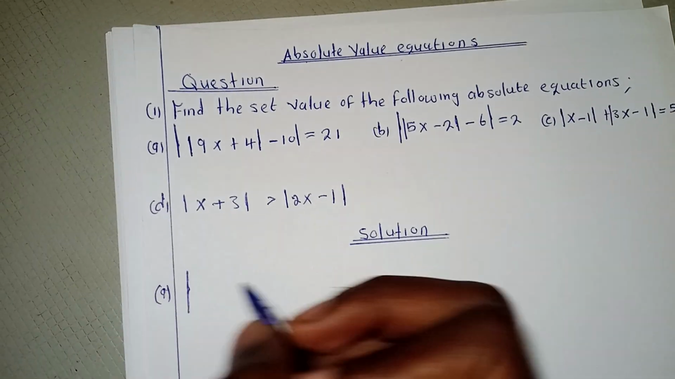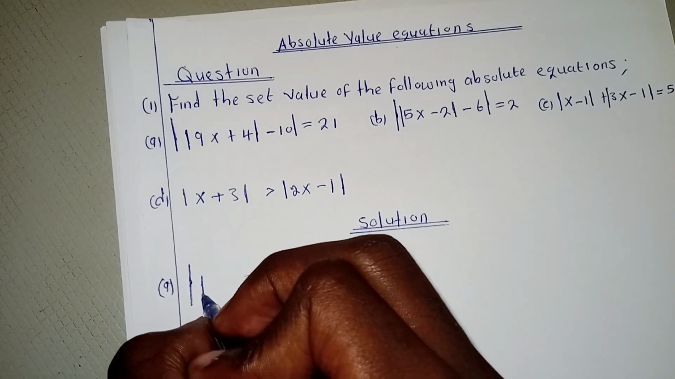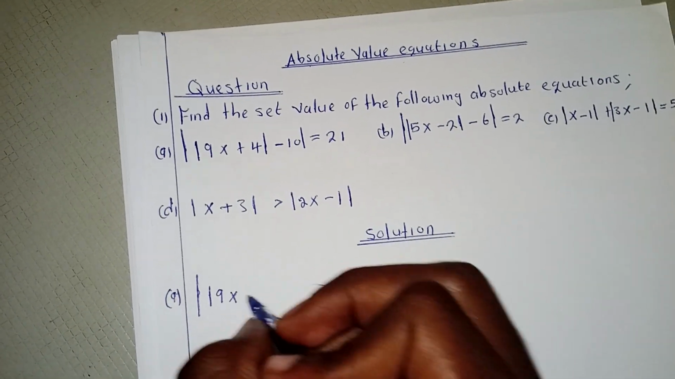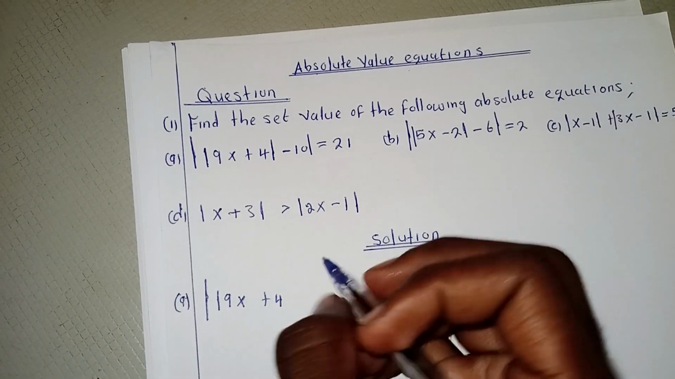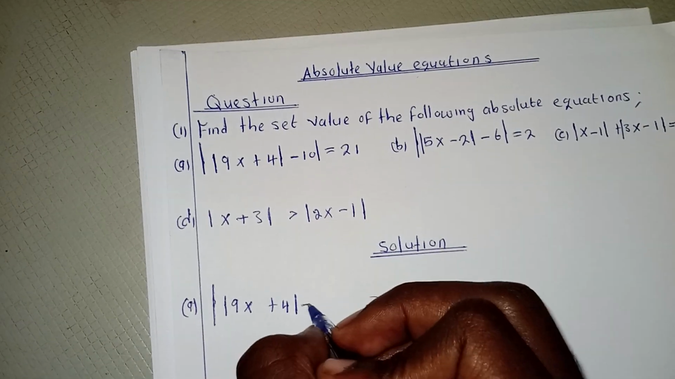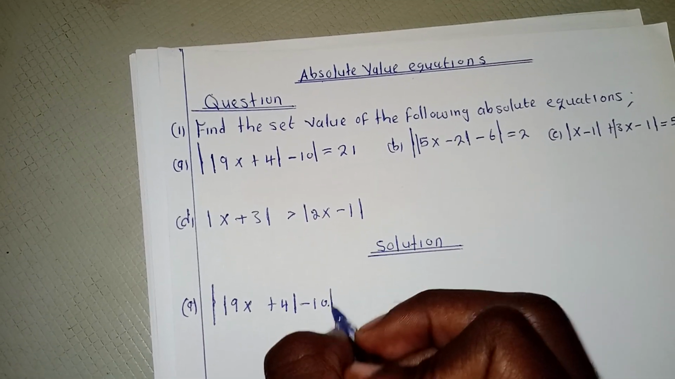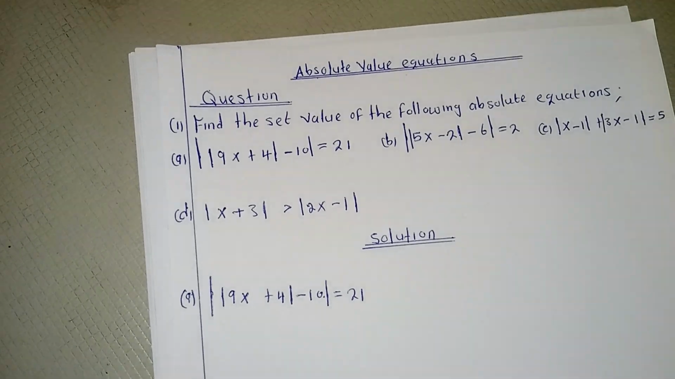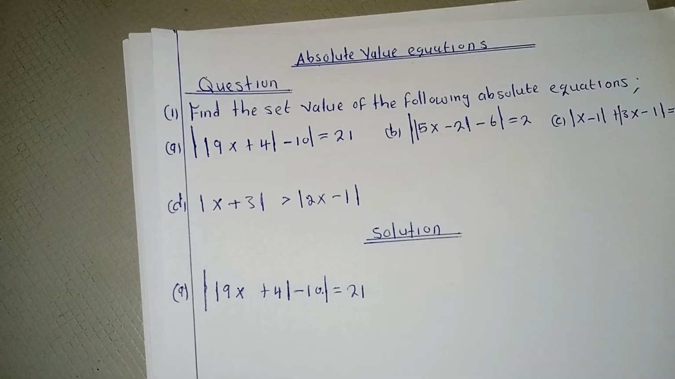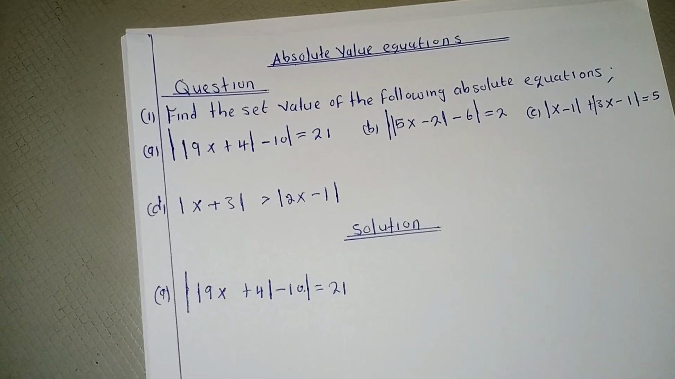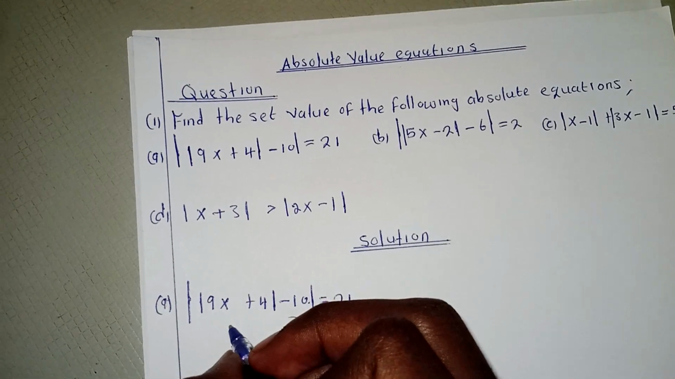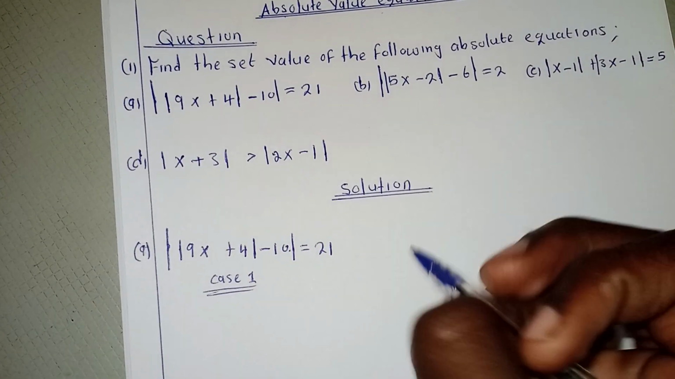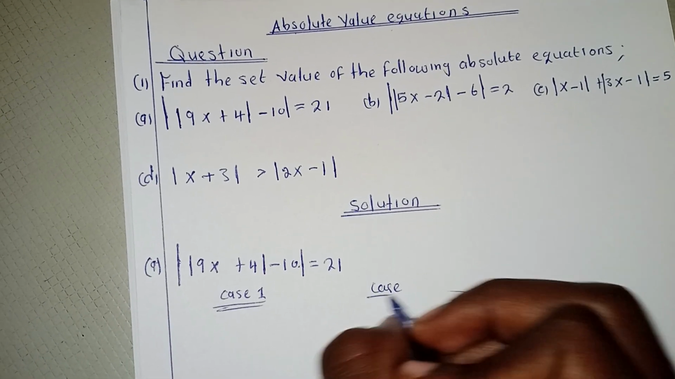So how about if you are given an absolute value of this kind? The absolute value of 9x plus 4, minus 10, equal to 21. How do you solve this question? To solve this question, you are supposed to come up with two cases, okay? So we can say case 1, then we can come up with case 2, like this.